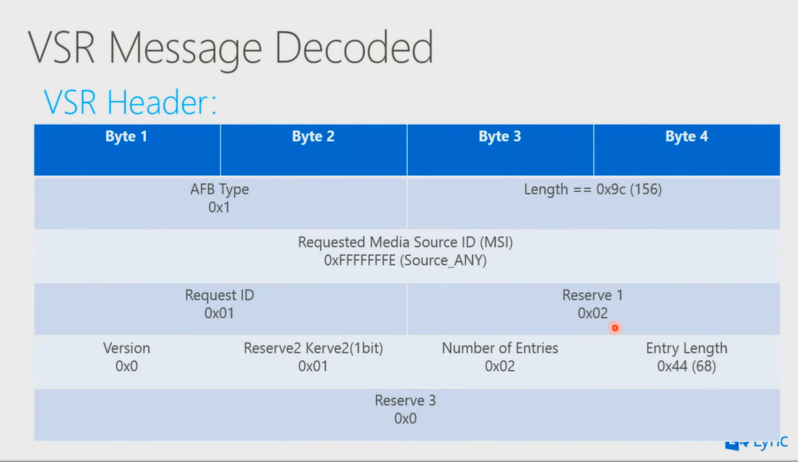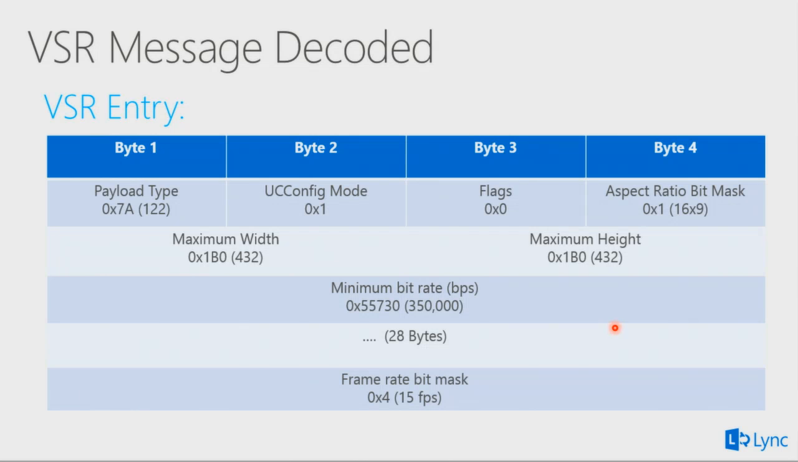Okay. Now, the entry. The payload type is the codec, right? 122, we know it's H.264, and we support UC mode config, UC config mode 1. That's the proof. And it's asking for an aspect ratio of 1, which is 16 by 9. And it's asking for some maximum width and height, right? So, okay, maximum, I can support this.